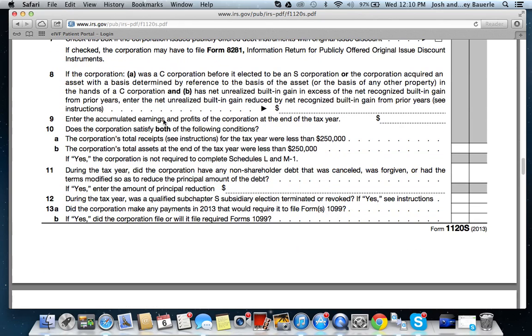Line 9, enter the accumulated earnings and profits of the corporation at the end of the tax year. So if you're doing this in tax software, it's going to pull through automatically. If not, you're just going to enter your profits at the end of the tax year. So I think we said 88,000 here.